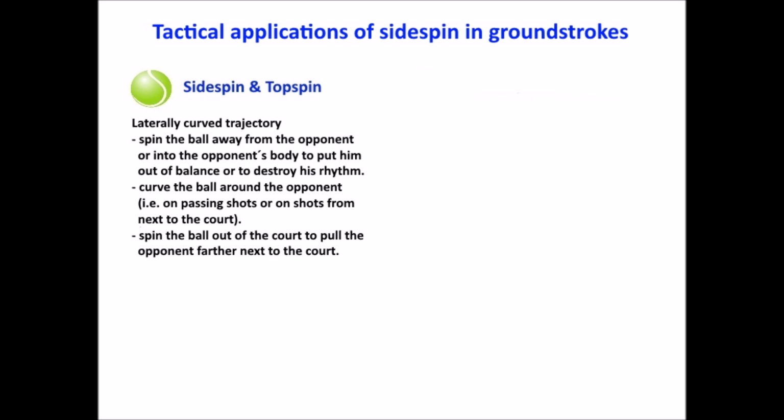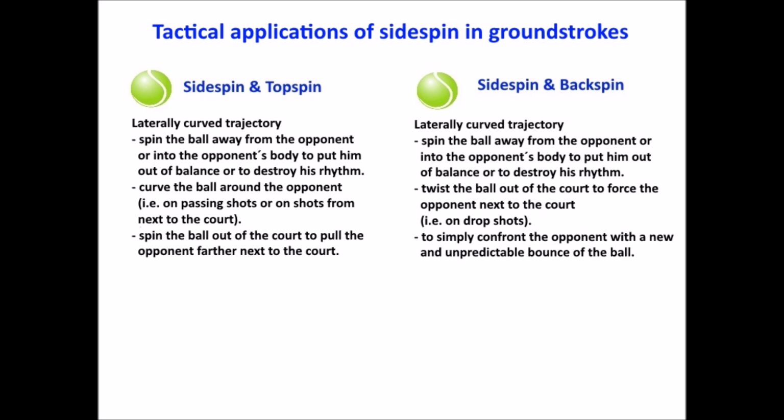Combining sidespin and topspin, due to the laterally curved ball trajectory, you can spin the ball away from the opponent or into the opponent's body to put him out of balance or to destroy his rhythm. Or you can curve the ball around the opponent, for example on passing shots or on shots from next to the court. And you can spin the ball out of the court to pull the opponent farther next to the court. Combining sidespin and backspin, you can also spin the ball away from the opponent or into the opponent's body to put him out of balance or to destroy his rhythm. You can also twist the ball out of the court to force the opponent next to the court, for example with a drop shot. Or you can simply make the opponent deal with a new and unpredictable bounce of the ball.